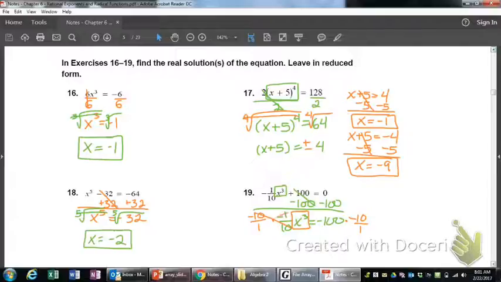So that crosses out. Instead of dividing by a fraction, I just multiply by the reciprocal, which is a flipped fraction. So I'm left with x cubed equals negative 1,000. In order to get rid of the cubed, I'm going to go ahead and do the cube root. Those 3's will cancel out. What I'm left with is x equals negative 10.